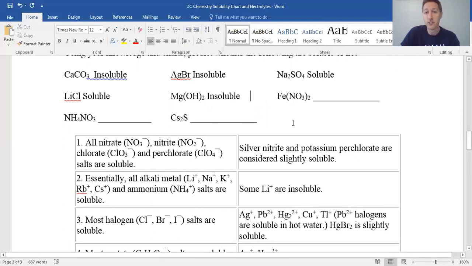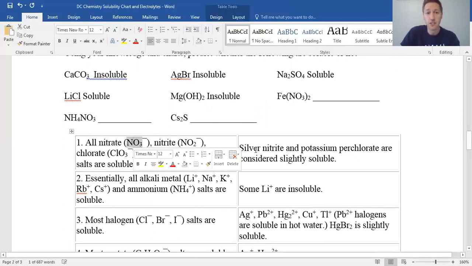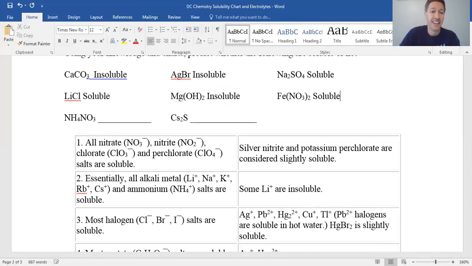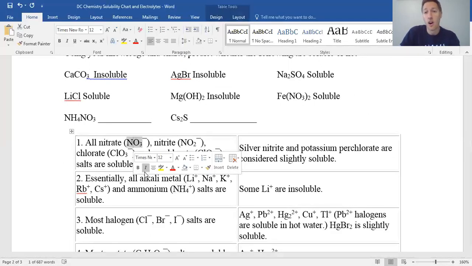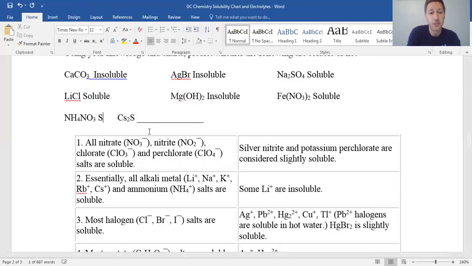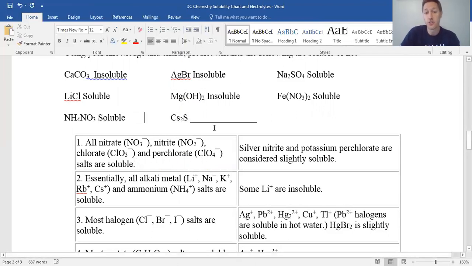Iron nitrate, iron 2 nitrate. Nitrate is always soluble. There are no exceptions. Ammonium nitrate. Ammonium and nitrate are both soluble, although we just need to know one of them. So this should be soluble. Rule number 1 says nitrates always dissolve. Cesium, that's an alkali metal. Therefore, this will be soluble.